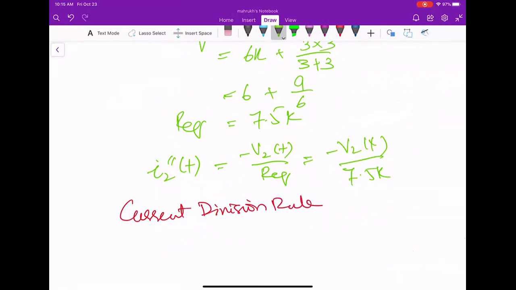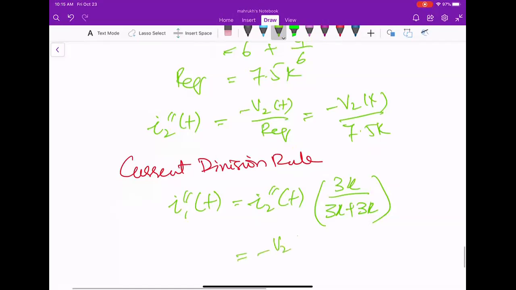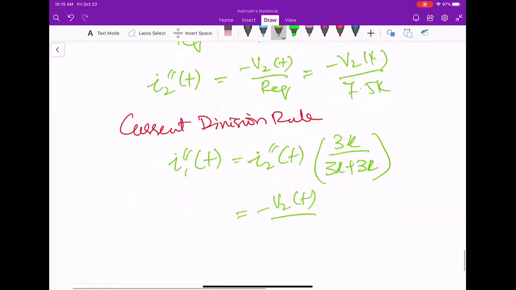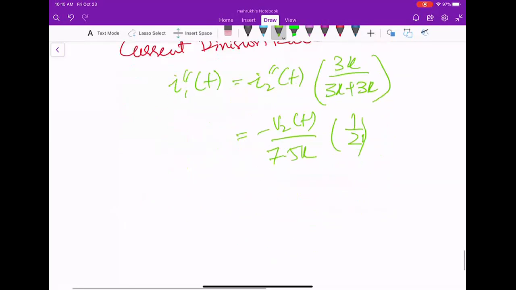So I1 double dash of t is equal to I2 double dash of t times 3K by 3K plus 3K. And it will be equal to minus V2 of t over 7.5K times 1 by 2. Okay, and this will become minus V2 of t by 15K. That is I1 double dash of t. Sounds good?